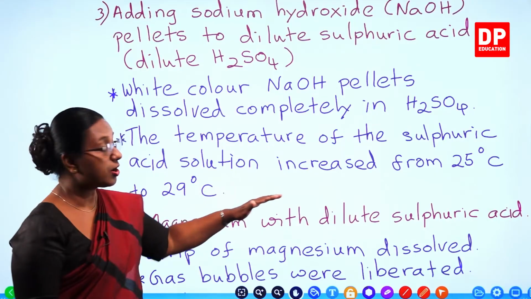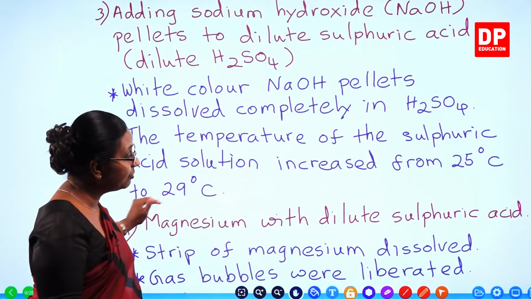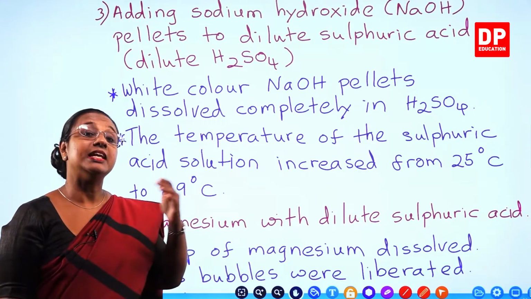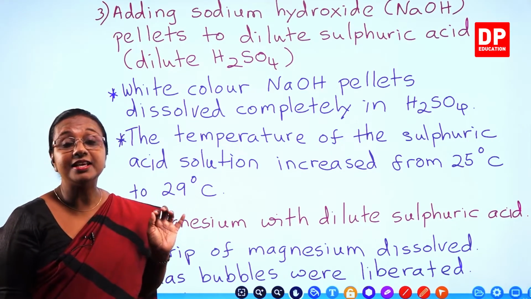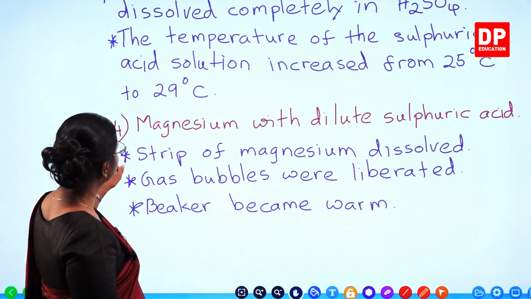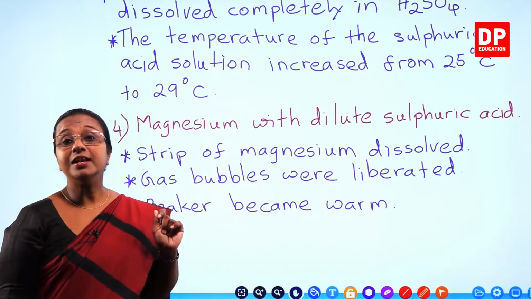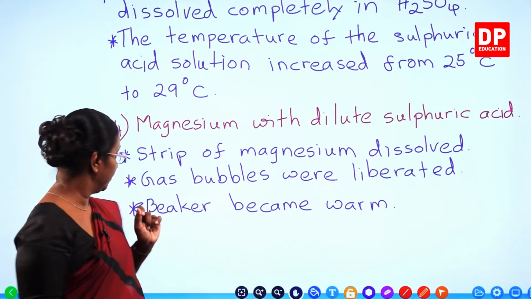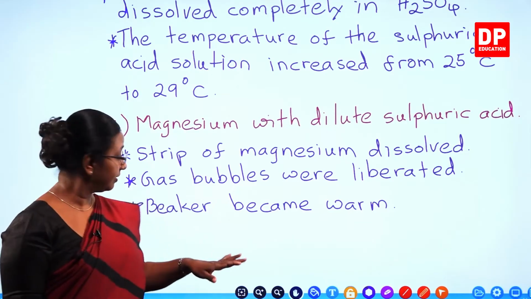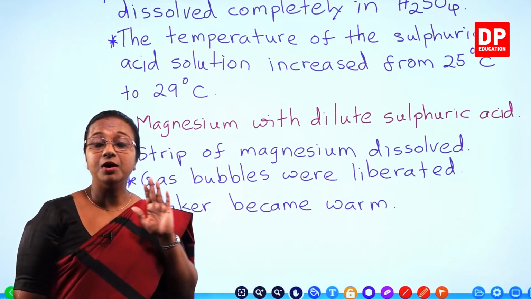Here, of course, we are not doing any calculation, so the values are not very important, but you all understood that there is an increase in temperature. That's the important thing. Then the last one, we were able to see that magnesium, when put into dilute sulfuric acid, the strip of magnesium dissolved, gas bubbles were liberated, and the beaker became warm.